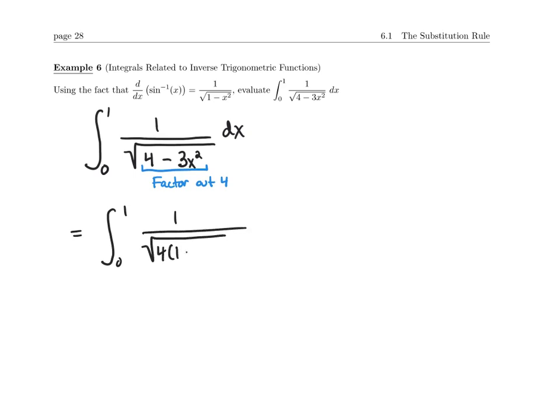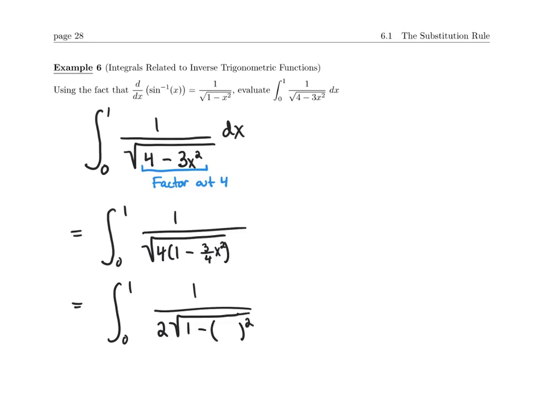So in order to factor out a 4, I'm going to make this a 1. 4 divided by 4 is 1. And then I'm going to have 3 over 4 x squared. So just double check, if you distribute back through, you get your original thing. Now I can just do a little bit of algebra. I can bring that square root of 4 out of the root as a 2. And I'm going to do something a little tricky here.